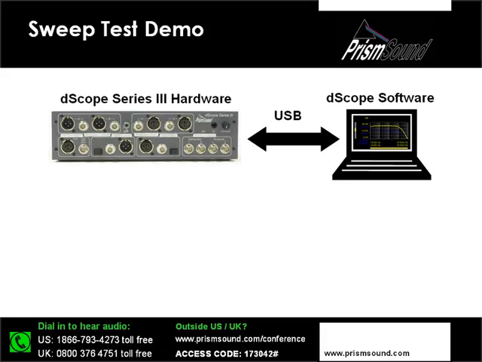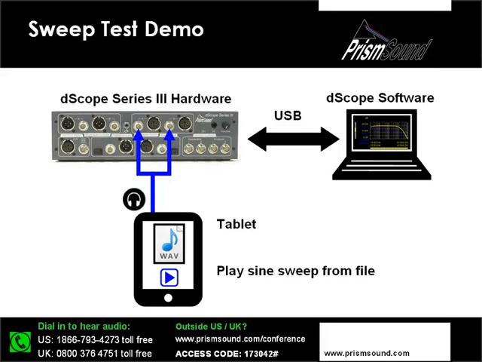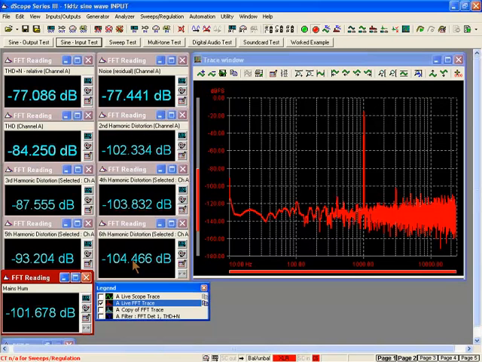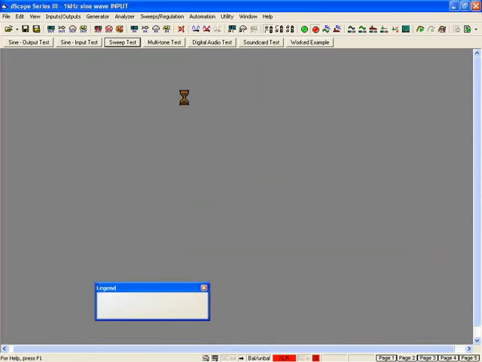So once again, our familiar looking by now D-Scope Series 3 measurement system, my familiar looking tablet, and I am playing back the swept file that I've just talked you through that I generated using the application I have just shown you. So once again, let's jump into the D-Scope Series 3 system, and I'm going to take a shortcut to the sweep measurement file by hitting this button here.